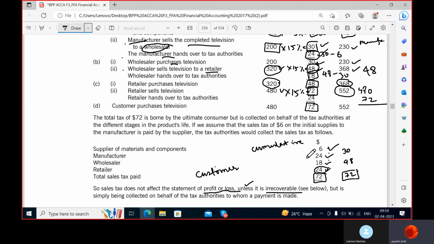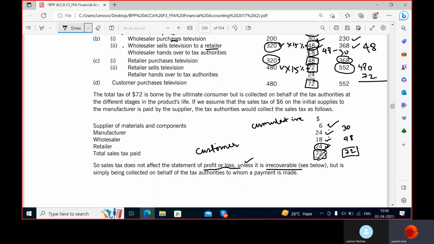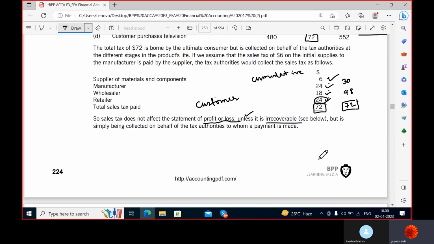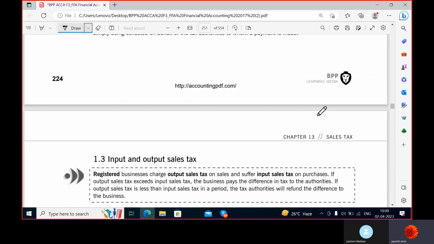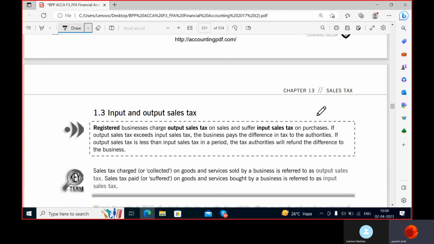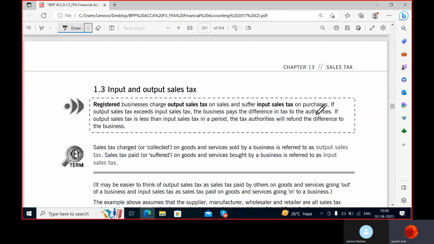Basically, these middle persons are only acting as a lineman or a middleman who are collecting the tax on behalf of the tax authorities. Okay, and ultimately this $72 upon this whole transaction goes into the hands of the local tax authorities. Is the concept clear? Yes, ma'am, it is. Okay.